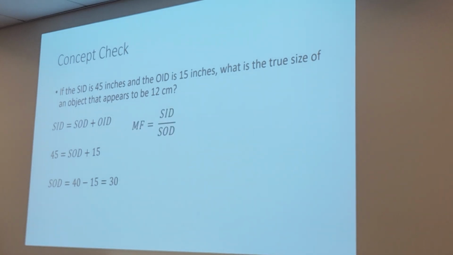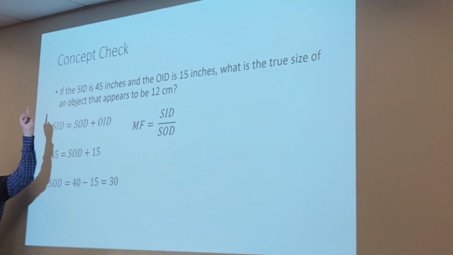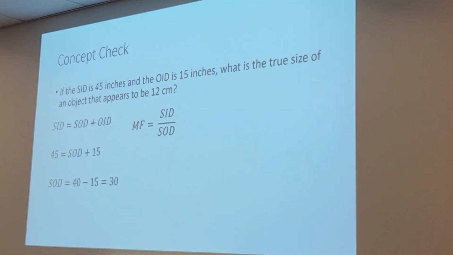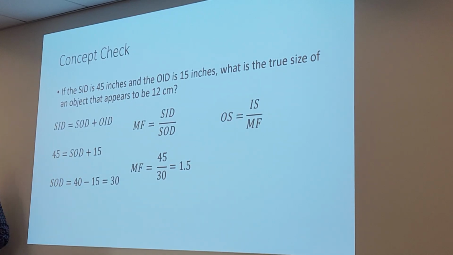Okay. We've got our magnification formula here. So, Melanie, what is our magnification factor if the SID is 45 and the SOD is 30? Go ahead and divide that. 1.5. Very good. So our MF is 1.5. And then finally, we have our object size equation. So Angelica, what is our final object size here?